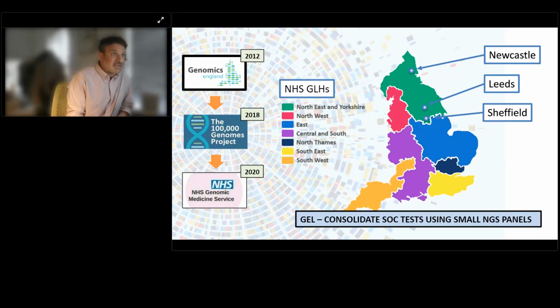So I work in Leeds, and we've now taken on the work from Newcastle and Sheffield. We service about 18 million patients across the northeast of England. So there's a big driving force at the moment in the NHS to move on to small panels, which means we can retire some of the historical tests that we've got.